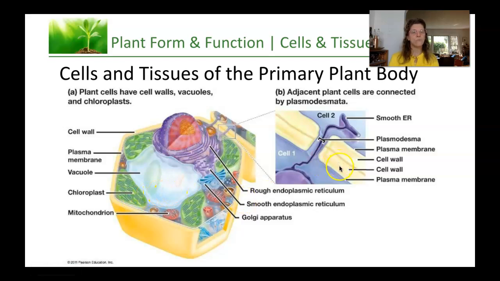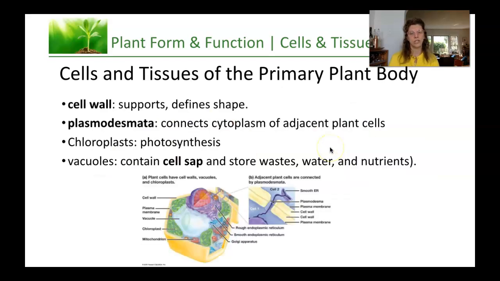And remember that you may have learned about something called the plasmodesma. That is a connection between two different cells, and it allows for a cytoplasmic connection between the two adjacent cells. So those are some things you should remember in terms of the setup of the plant cell, where we talk about the cell wall, the plasmodesma, plasmodesmata, which is just the plural of that, and chloroplasts and vacuoles. And remember, the vacuoles will contain cell sap as well as store waste, water, and nutrients.